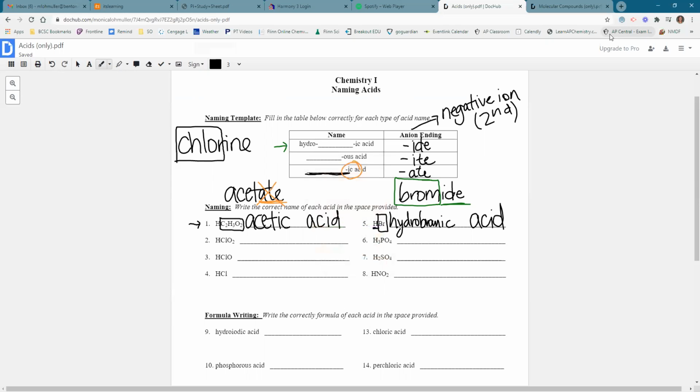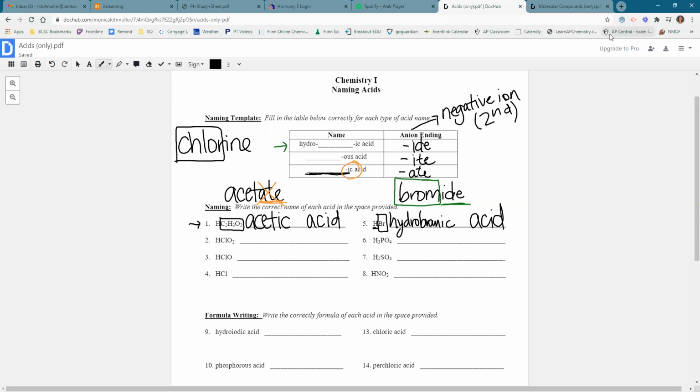Hydrobromic acid for HBr. Again, what makes people really confused is you only put the hydro in front if it's from the IDE ending part. All the rest of them don't get hydro. And so there's actually 2 ic endings, but the ATE ending, like we had for number 1, does not get the hydro in front. Okay, so let's do one more.